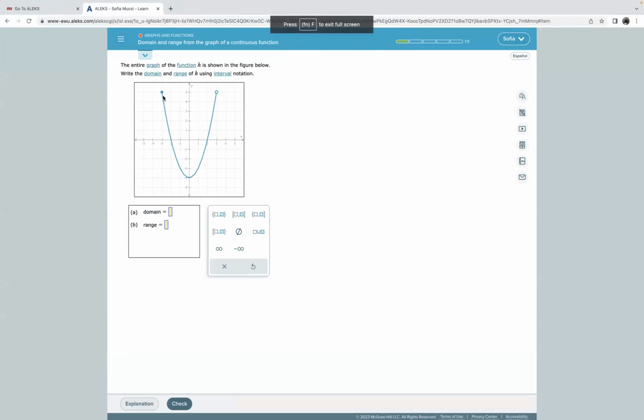So, parabola. For domain, I know I'm going to have a bracket and parentheses. Left to right, that's going to be -3, and then this one's going to be +3. Looks good. And then for range, I'm going to look at this value first. This will be a bracket again, and then once again with the parentheses at the end.